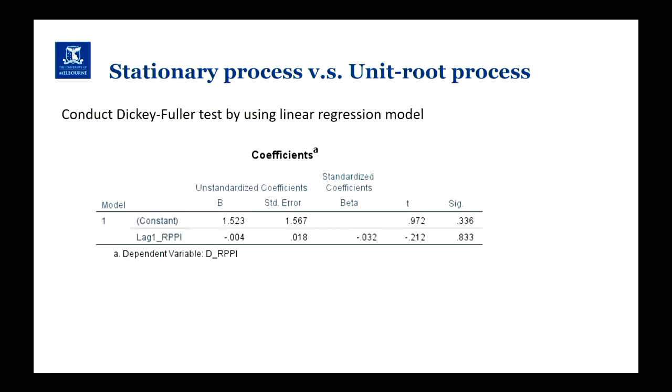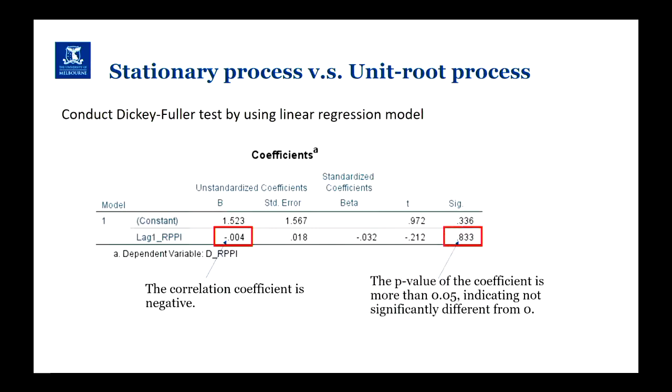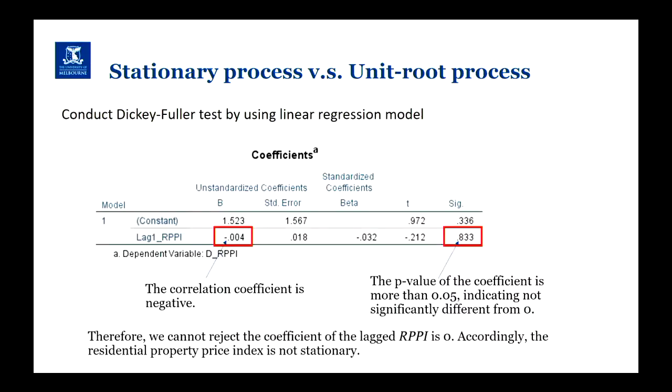So that's the coefficient estimation of the model, where we can find that the coefficient of the lagged house price index is minus 0.004, which is good because it's negative. However, if we check the t statistics, the p-value is much higher than 0.05, which indicates the coefficient is not significantly different from 0. Therefore, we cannot reject the null hypothesis, which means the house price index is not stationary.